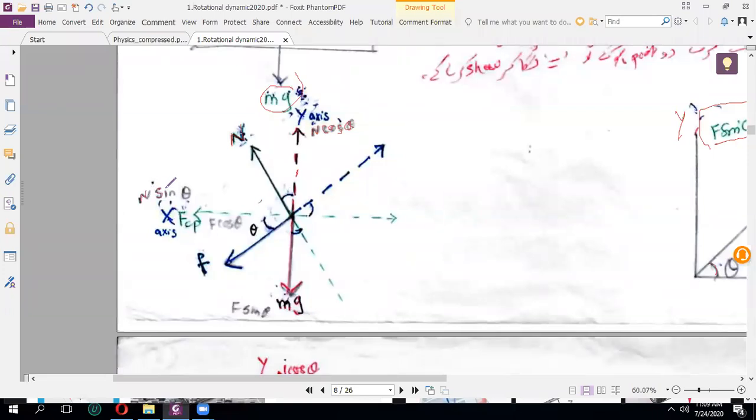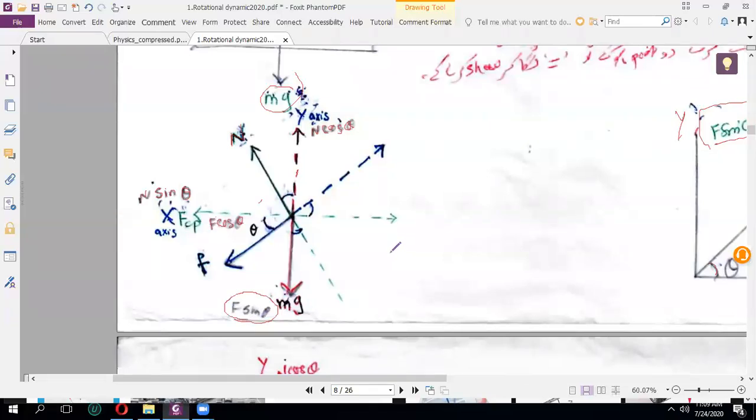n sin theta. Correct? Because if normal reaction acts on the y or x axis, similarly the friction force also acts on the x or y axis. So if you are going near to the angle, what is the friction force? F cos theta. If we are away from the angle, this is represented by F sin theta.